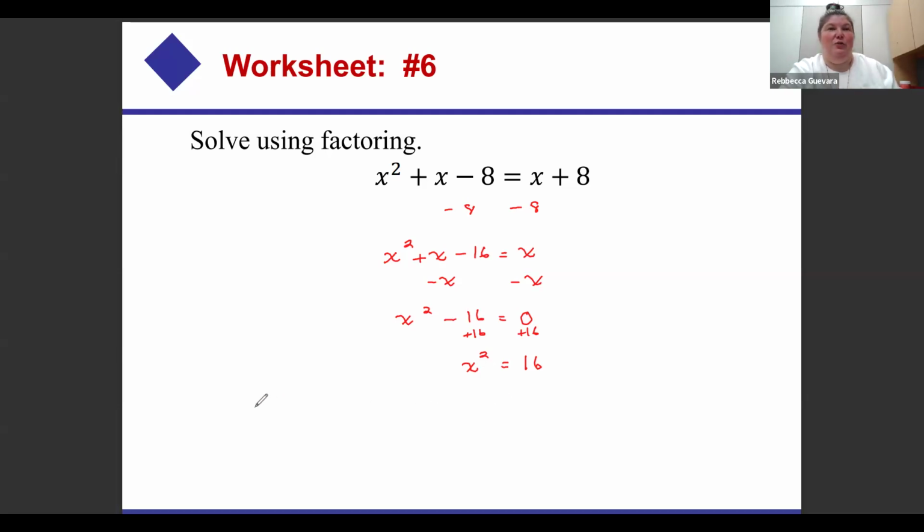So we have our two choices. x is either going to be the negative square root of 16, which is -4, or x is going to be the positive square root of 16, or +4. So my solutions are x such that x is equal to positive or negative 4. So the positive or the negative version.